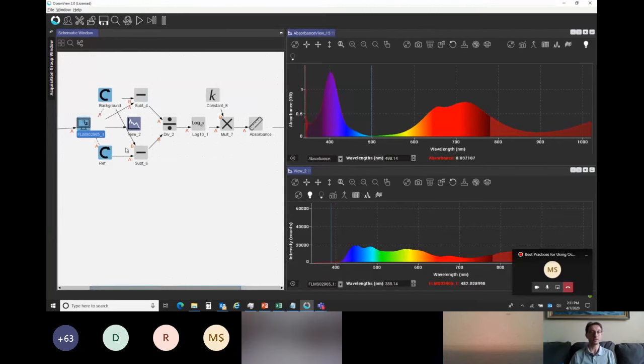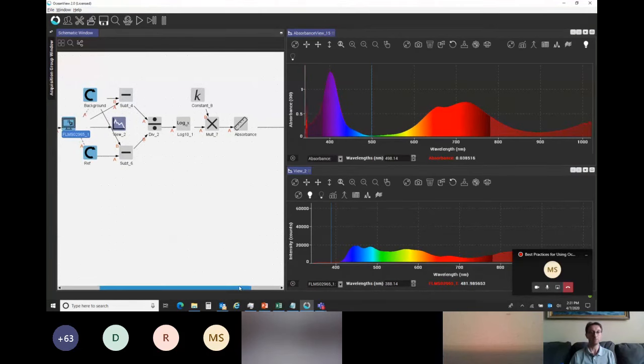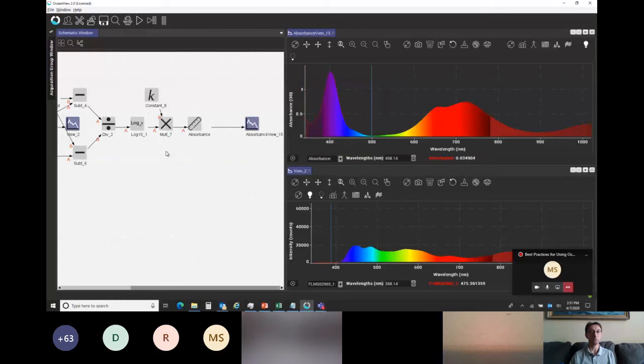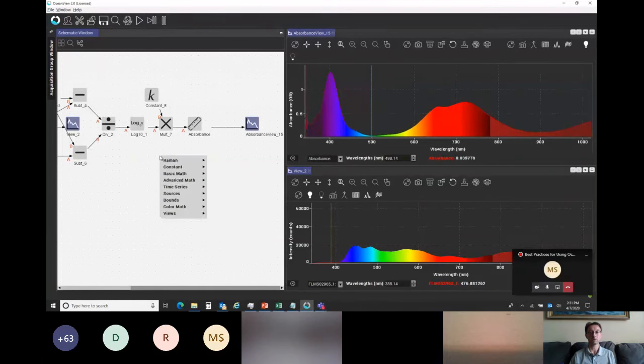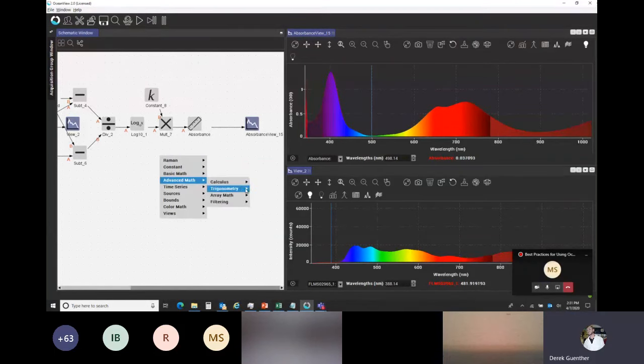Like we talked about, this is the equation that was built by the wizard. So we're going to go to basic math, and I'm going to turn this off for a second. We're going to go to advanced math, array math, and do a sub-range.